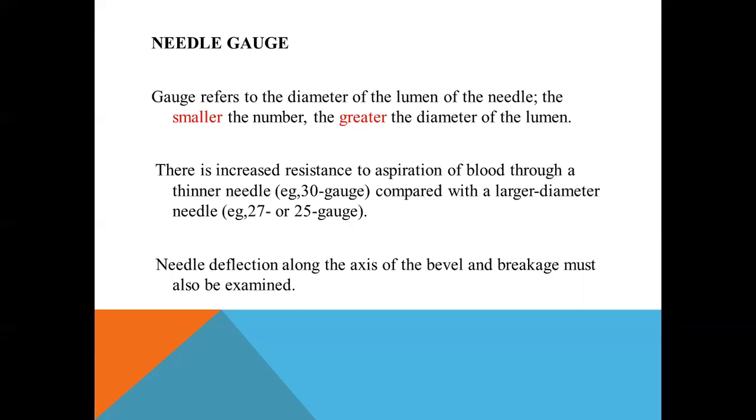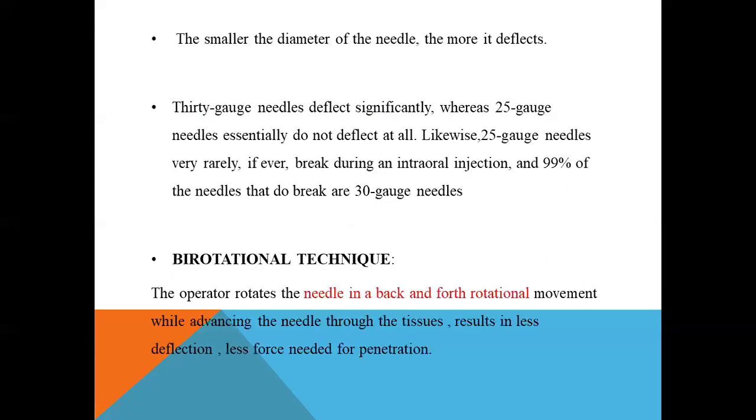There is an increased resistance to the aspiration of blood through the thinner needle compared with that of the larger needle. There is something called needle deflection, which occurs along the axis of the bevel, and the breakage must be examined. So the smaller the needle, the more it deflects. So nothing but deflections come back, so that it will deflect back again. So how to avoid it? Sometimes if it deflects, it will break. So that should be examined. So what to do to avoid it or to overcome it?